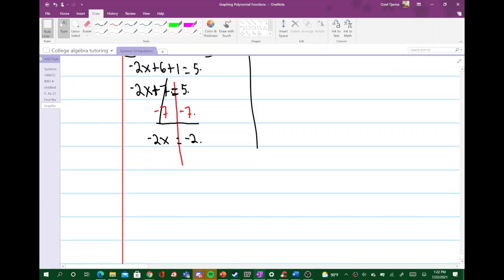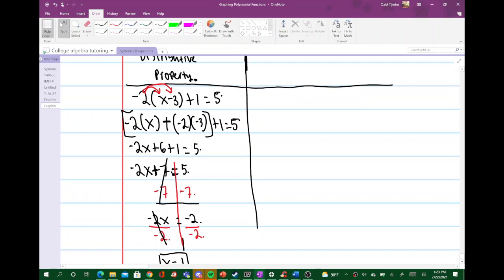So then from there, to solve for x, you're just going to divide by negative 2. Okay? And then negative 2 divided by negative 2, that's just 1, so this cancels out. And then we have x is equal to, and negative 2 divided by negative 2 is just 1, right? So our x value is x equals 1 for this one.